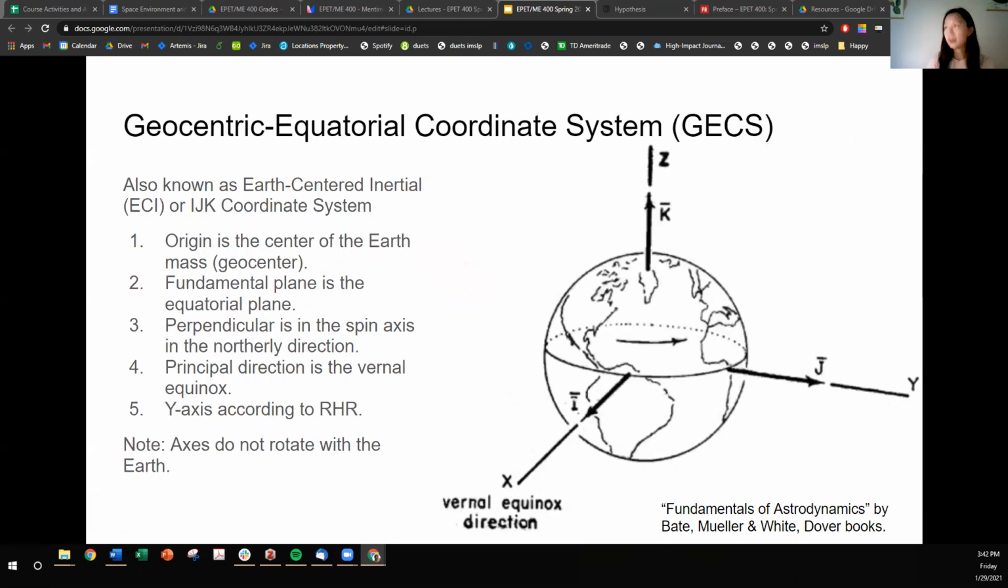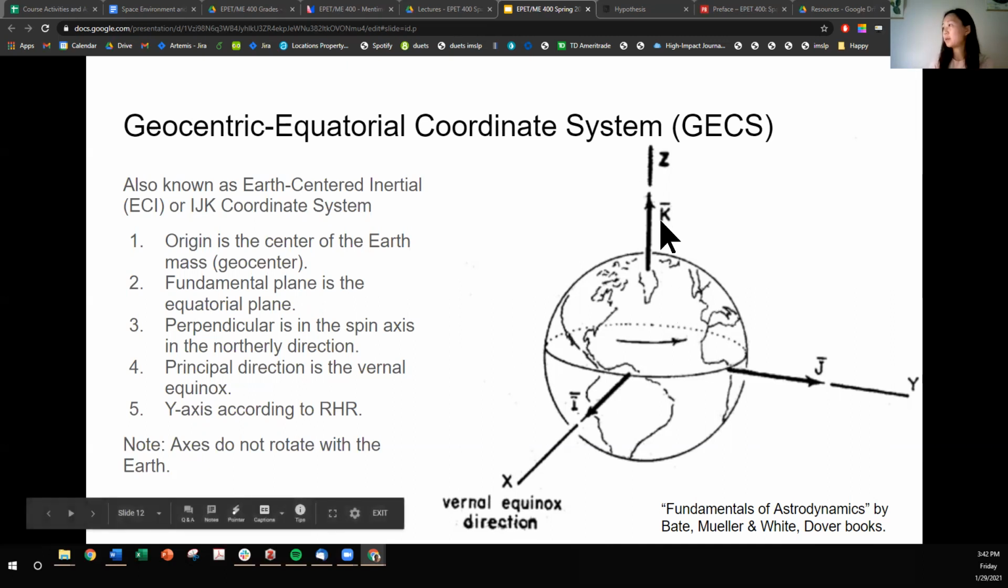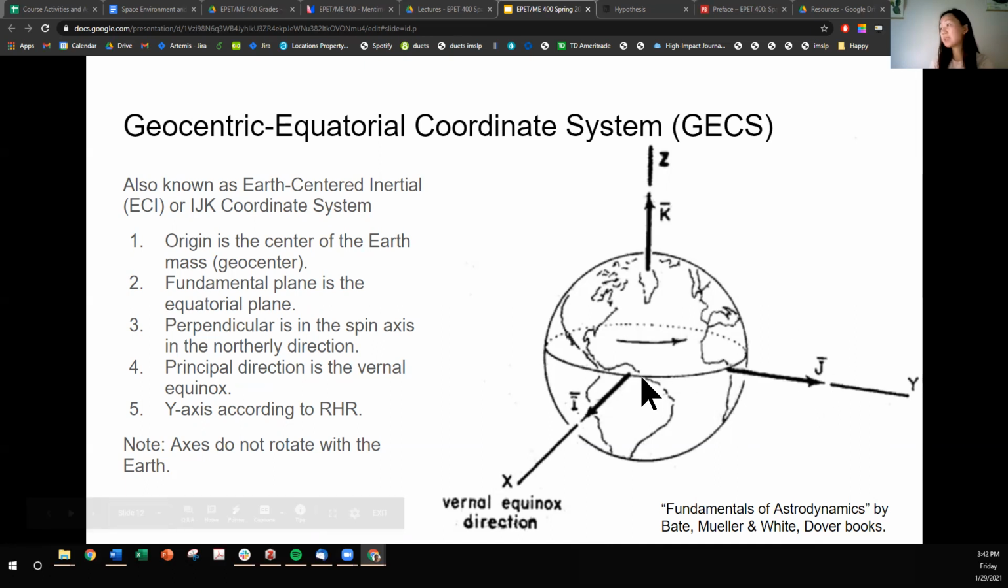The geocentric equatorial coordinate system, otherwise known as the Earth-centered inertial or ECI frame, has the origin at the center of mass of Earth and is fixed with respect to the stars. So these directions, these vectors in the coordinate system stay static even though the Earth's surface is moving. And they stay static with respect to the celestial sphere. You can think of it as reference stars in the celestial sky.